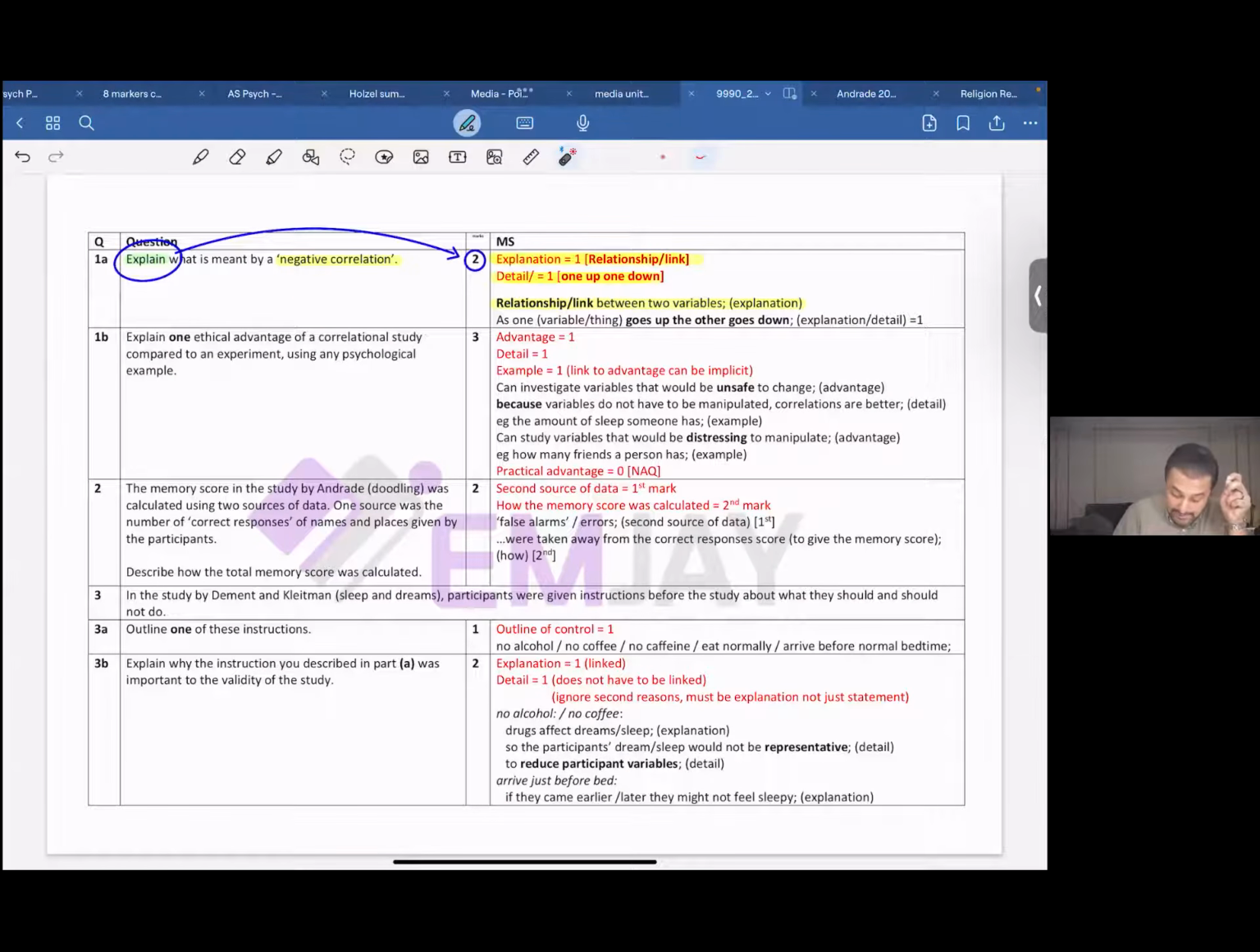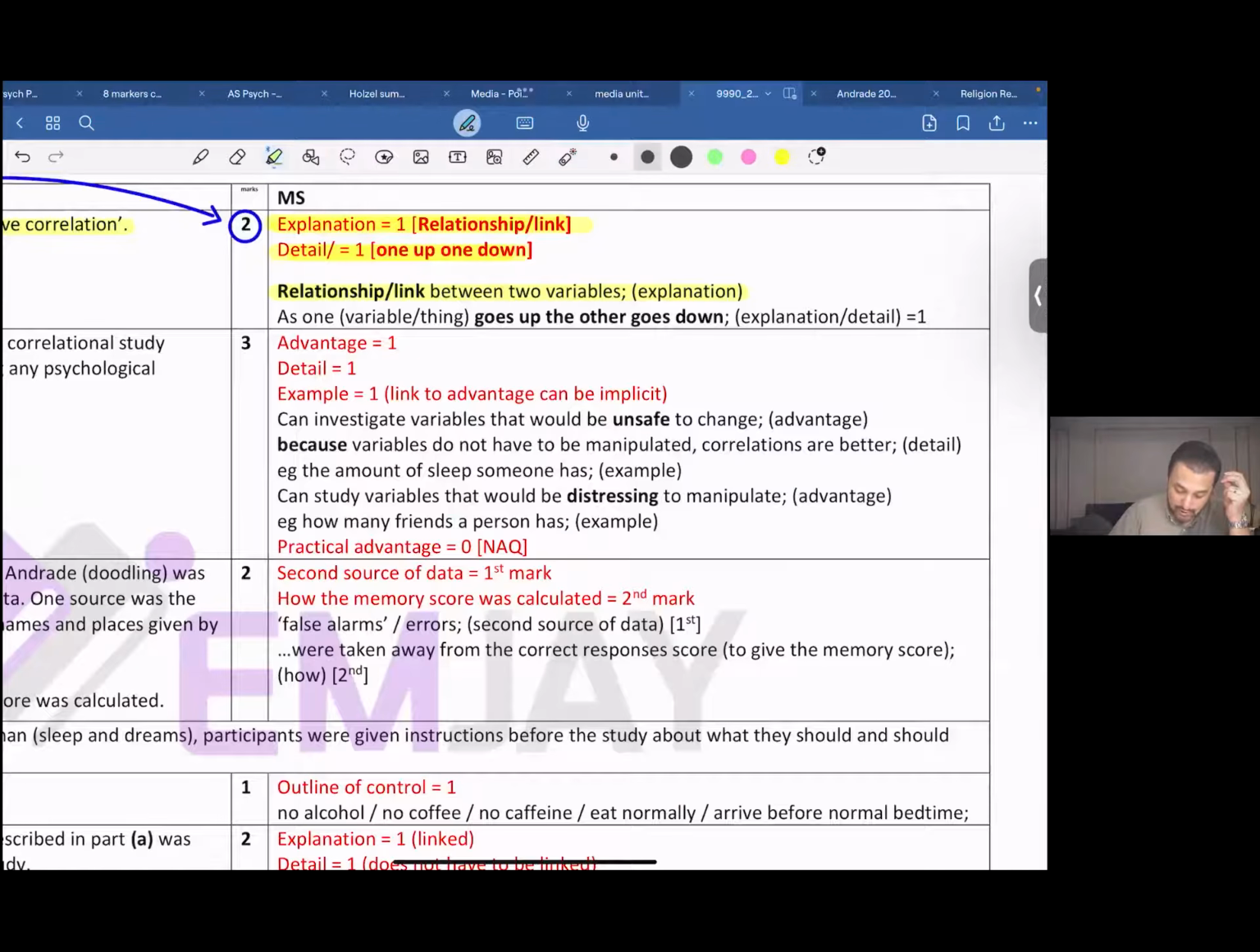The question again over here was explain what is meant by negative correlation, right? And if you end up writing the relationship or link between two variables, this would just be seen as an explanation. That too, I'd like to say not a completely correct explanation. However, to be able to score a 2 on this, you're expected to write as one variable or a thing goes up, the other goes down. Now, over here, you have an explanation along with detail. So if you have a closer look at this, this is the part I'm talking about. So this is when you're providing detail to it, right?